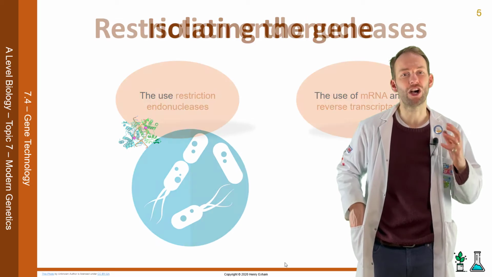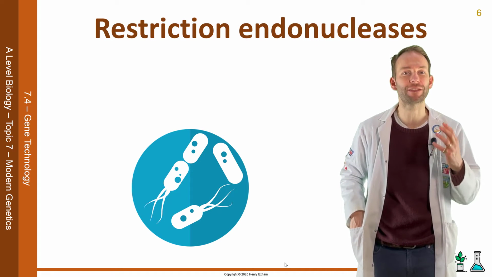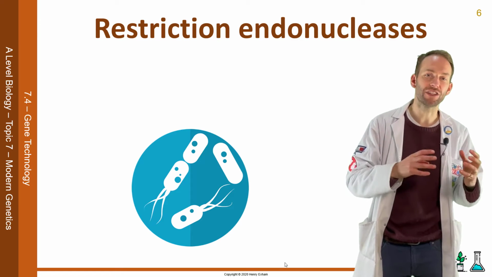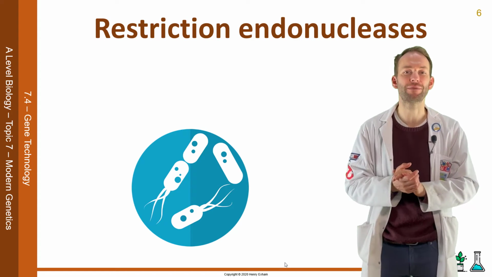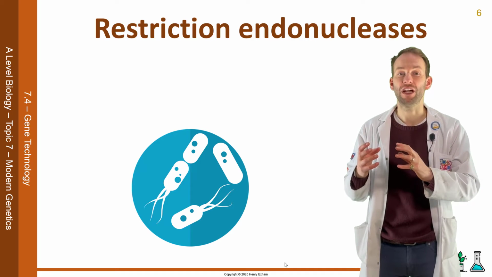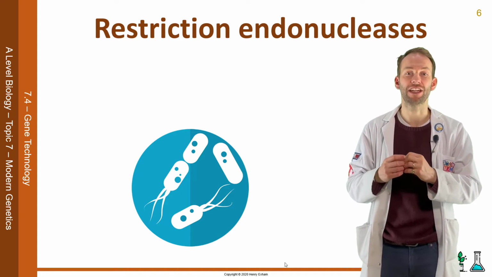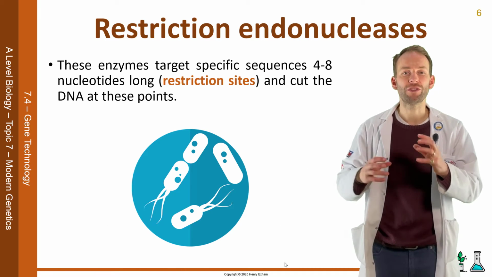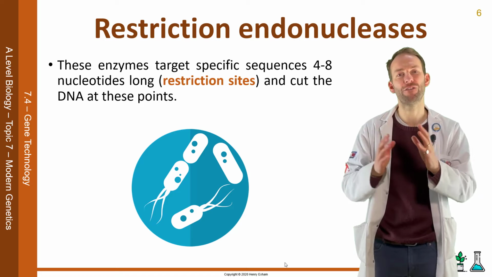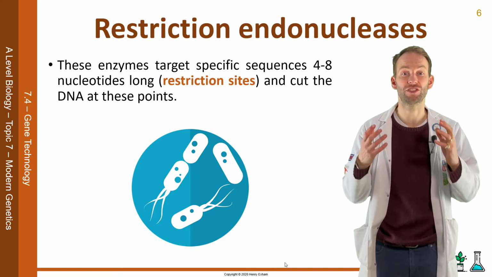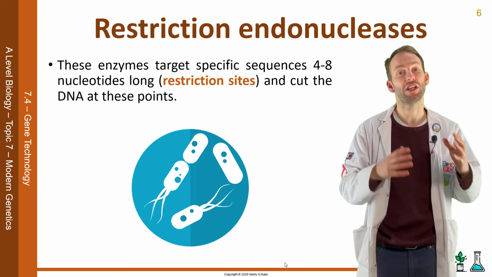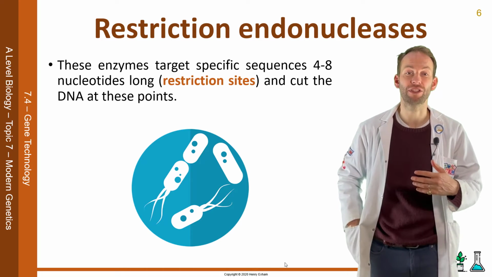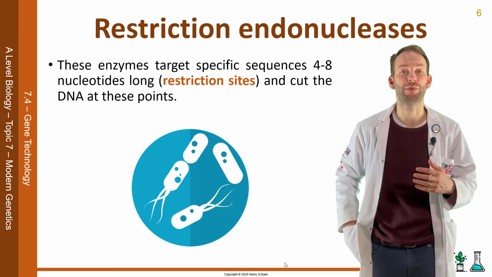Restriction endonucleases are made by bacterial cells as a defense mechanism against viruses. What they do is they use these enzymes to cut up the virus's DNA into fragments. Therefore, what we have done is to isolate this enzyme and use it to cut up the DNA that we want into sections. What they do is they target specific sequences of about 4 to 8 nucleotides long called restriction sites. So different restriction enzymes cut at different restriction sites. And there are many different restriction enzymes found in different species of bacteria.